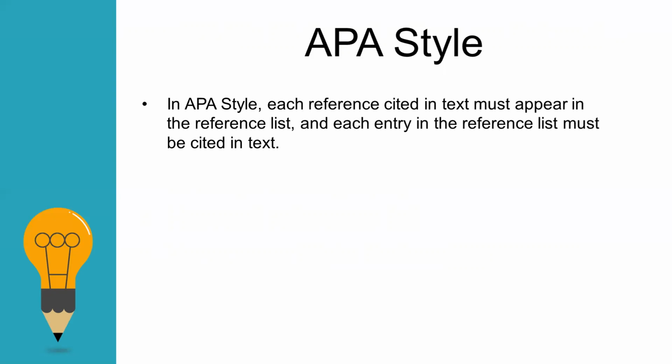In APA style, each reference cited in text must appear in the reference list, and each entry in the reference list must be cited in the text. So this is a basic thing which has to be remembered: for all these references in the reference list, the surname should be cited in the text, and that should be reflected in your reference list. Whereas in Vancouver, many times you just superscript the number or give it in brackets.